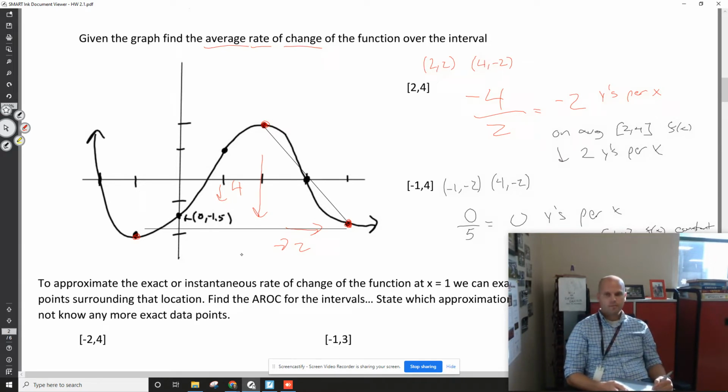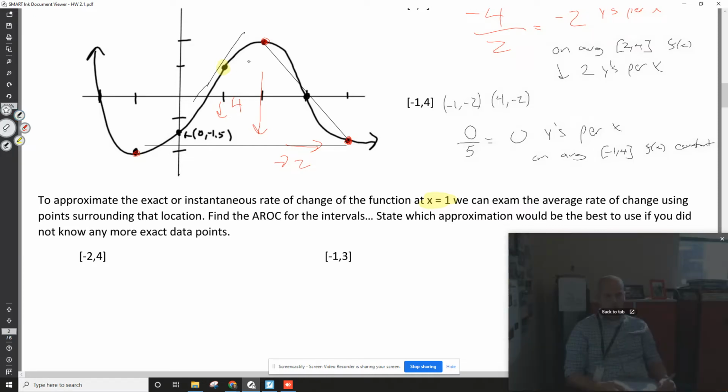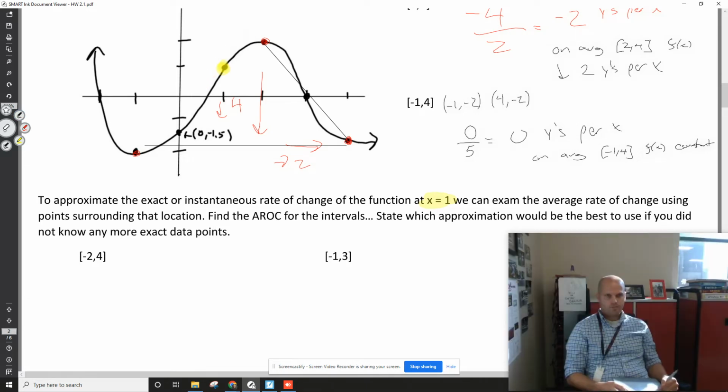And this is where we say, well, let's examine what's going on right at 1. What's going on right there? And we talked about how, well, if slopes tell you how quickly things are changing, the slope at that point, pretend that line is just touching right at that location. Slope right at that point will tell you how the function is changing at that location. But how can we find that slope? Using the slope formula, using nothing fancy, just the slope formula.